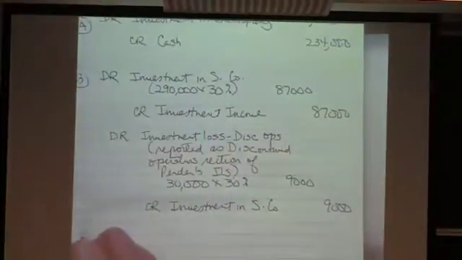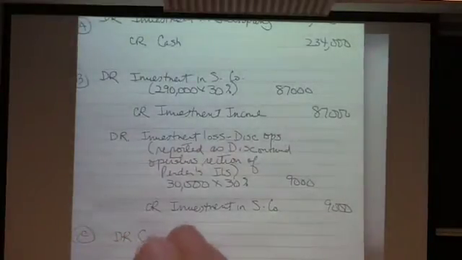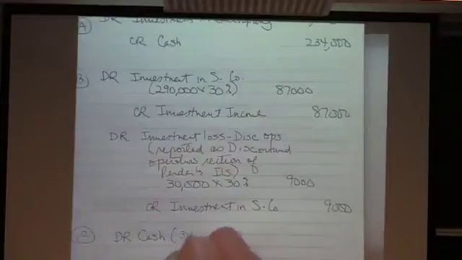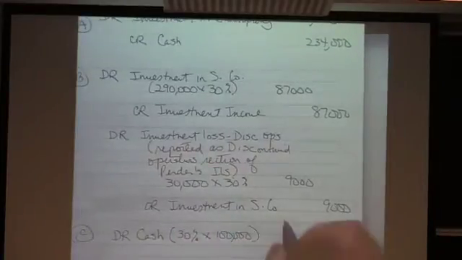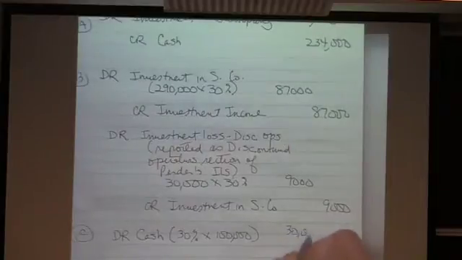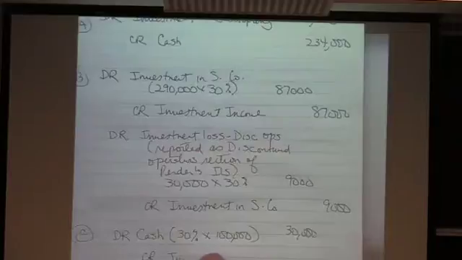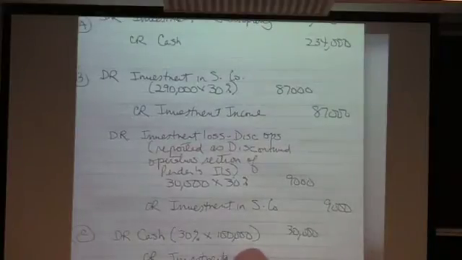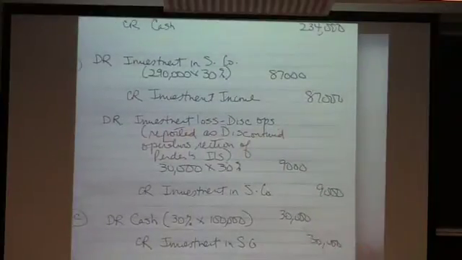And C, we're going to pick up our share of the dividends. So dividends received. We're going to debit cash, 30% of $100,000, which was the dividends declared. And we're going to credit investment. And that's our share of the dividends.